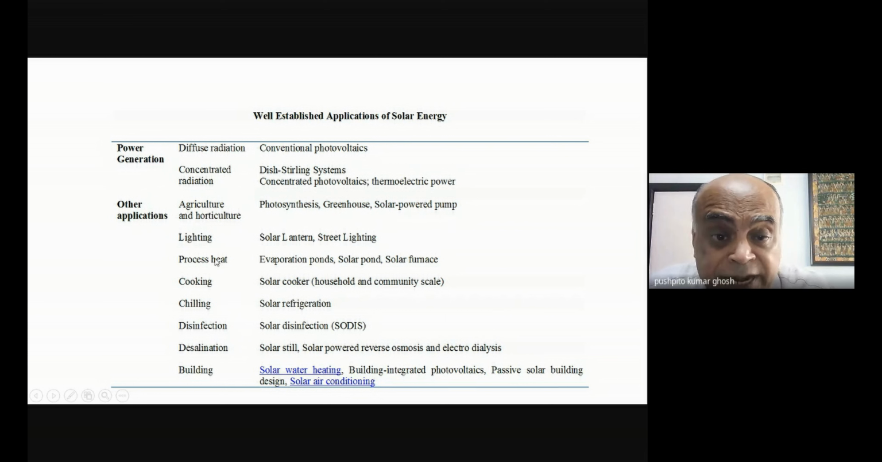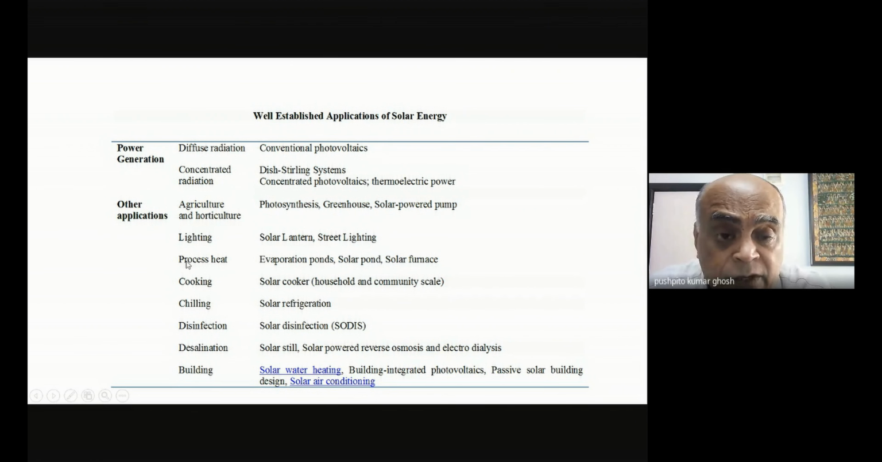Lighting. Nowadays, in many places, you'll find street lighting which is basically solar driven. They're all solar lanterns. In remote places, villages, etc., where electricity may not be available, there are lanterns available, and they will give you nice light, solar lanterns.